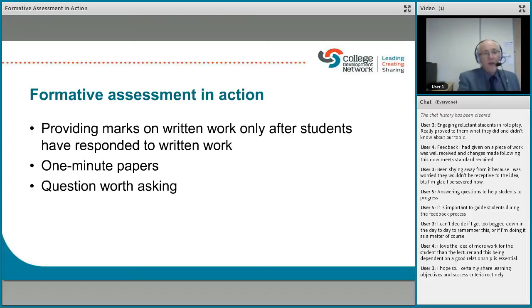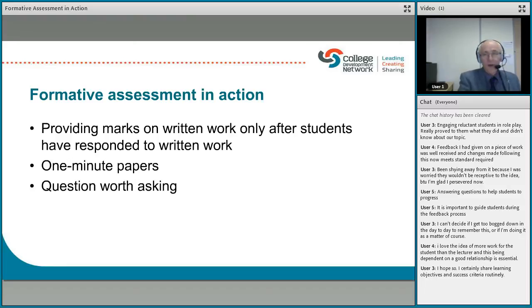Can you come up with a question that's worth asking on the learning that Gary has either instructed, demonstrated, or set up? So I like that. Develop a question worth asking on the input that Gary has been giving. So, formative assessment in action then.